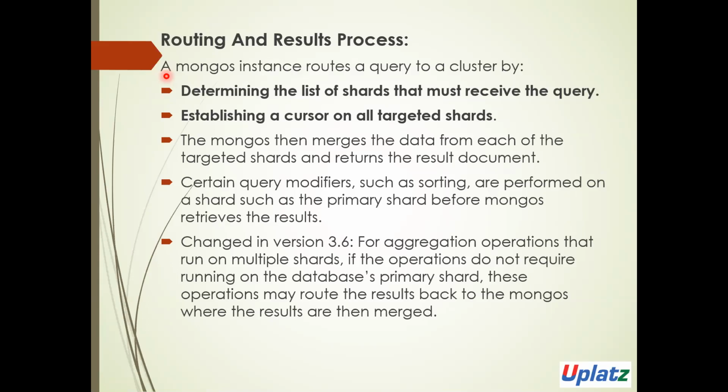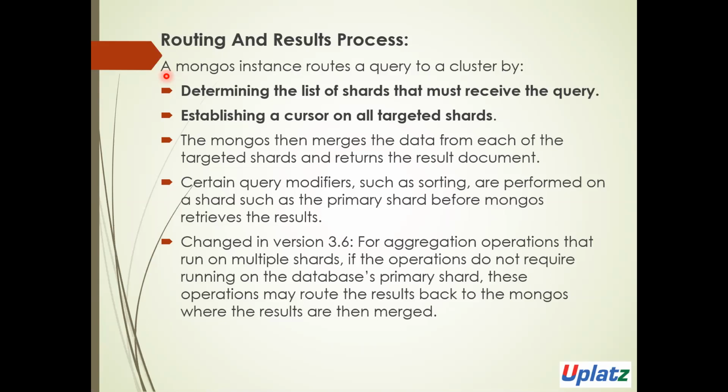We need to determine the list of shards that must receive the query, and also we need to establish a cursor on all the targeted shards. For that, the mongos merges the data from each of the targeted shards and then returns the result document. It also performs certain query modifiers, such as sorting, on the primary shard. So this mongos will retrieve the result.